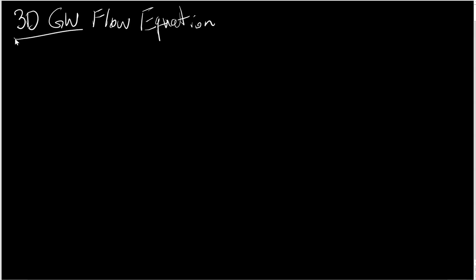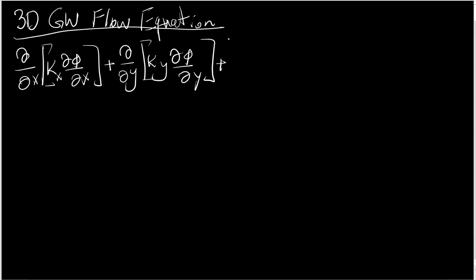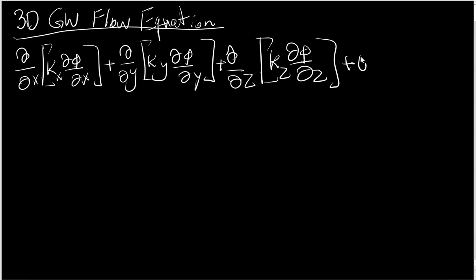If you remember, in the last session we said that we can write the 3D groundwater flow equation as partial x of kx partial phi partial x, a similar term in the y direction, partial y of ky partial phi partial y, and a similar term in the z direction, partial z of kz partial phi partial z, plus a sink and source term.